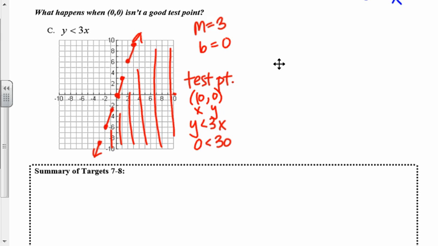So just pointing out, you can't always use the test point of (0, 0), but you can always use a test point. You do not have to use a test point by any means. That's just a strategy.